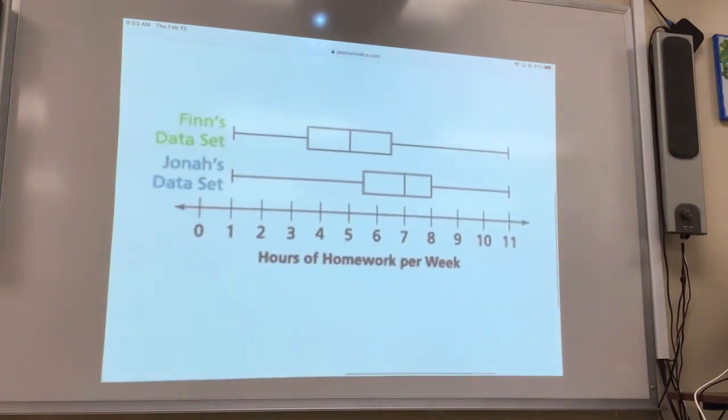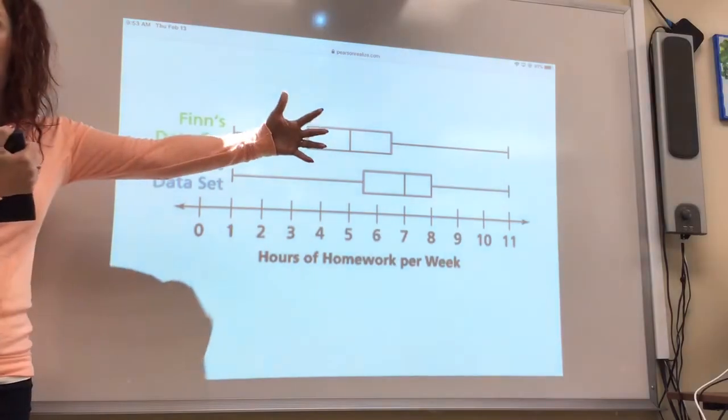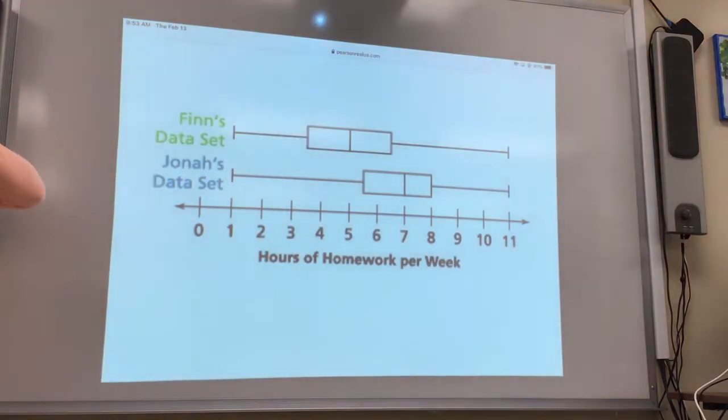Okay, so let me zoom in on this a little bit so you can see what's happening. These are the box plots. Didn't we say that Jonah's numbers were higher on that list? Yeah? So what do you notice about Jonah's box plot? Further up. The box itself is higher up. Quite a bit, yeah. So the median is higher.